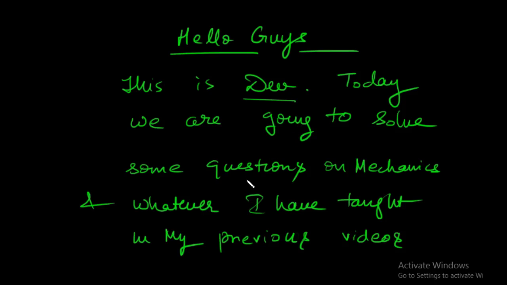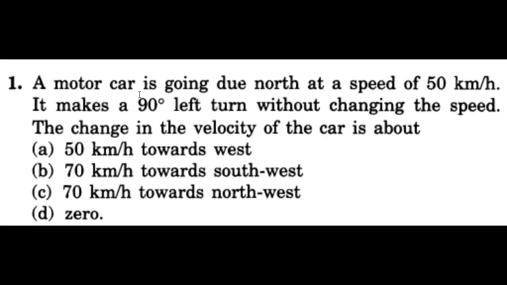Today we are going to solve some questions on mechanics and whatever I have taught in my previous videos, okay? Alright, so this is the first question. It is written that a motor car is going due north at a speed of 50 kilometers per hour. Read the statement very carefully. It is going due north, okay? It makes a 90-degree left turn. Without changing the speed, I want to find out the change in velocity of the car, okay?